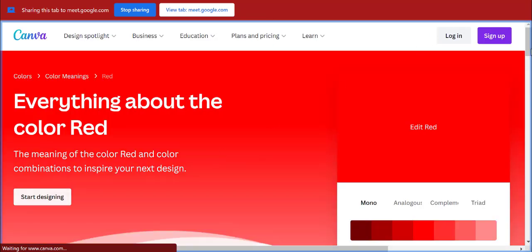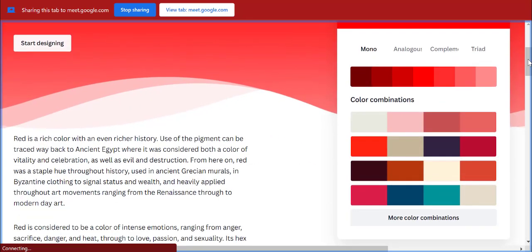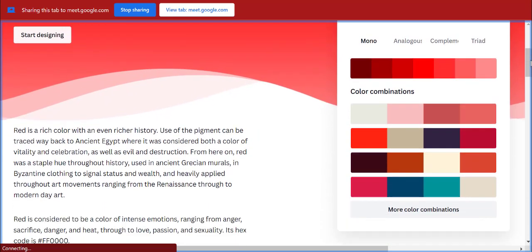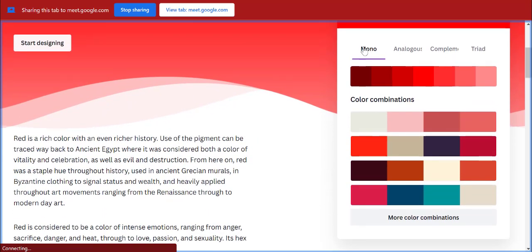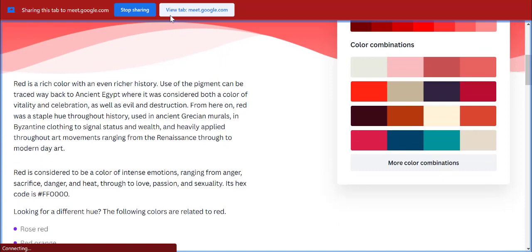Okay, so still here, this is why I really love this tool, because even as you've clicked on the color red, it still gives you the color combination section where you have the monochromatic scheme, you have the analogous, you have the complementary, you have the triad, and the other ones. So basically, this is what red is.